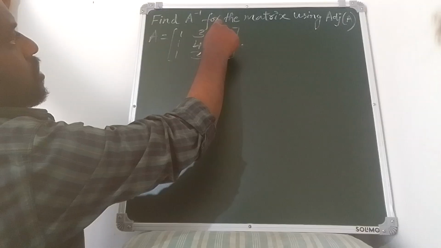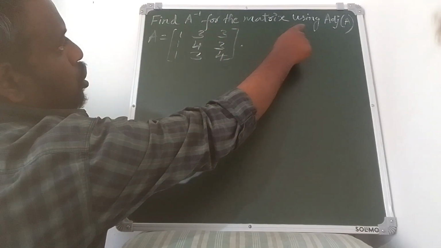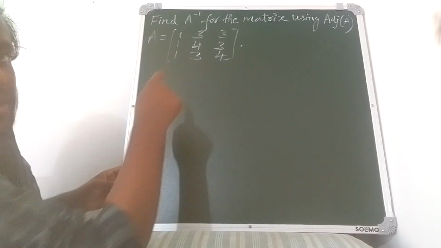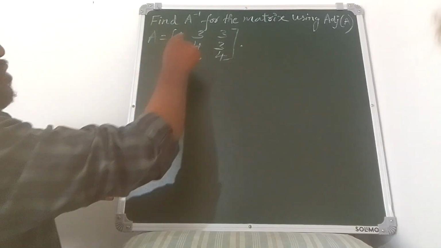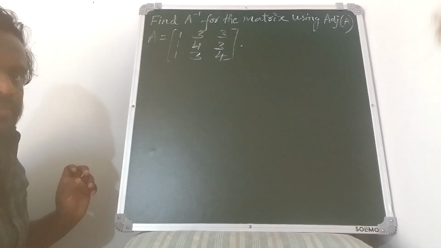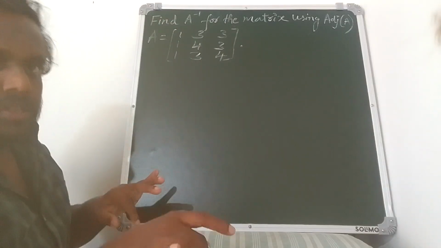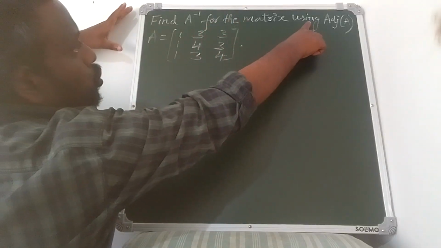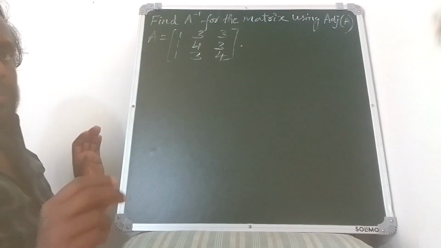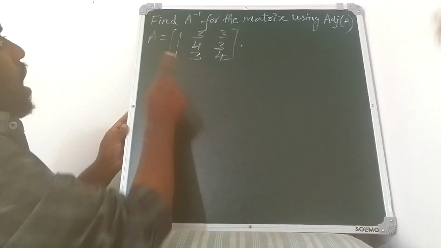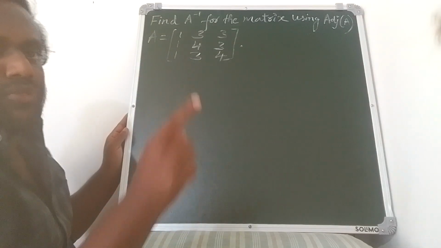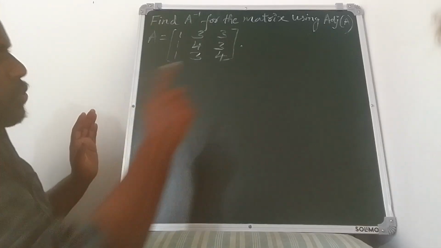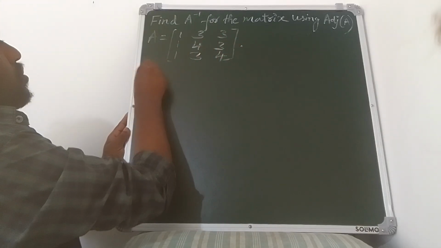Find A inverse for the matrix using adjoint of A. So matrix A is given. We have to find the A inverse. There may be another method to find A inverse, but the question says using adjoint of A. That means we need to find adjoint of A first, then we have to find A inverse. That's what the question says. Now, solution.